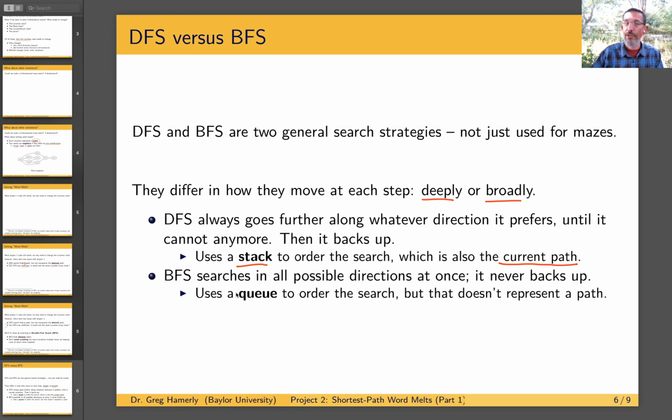Now, breadth first search searches broadly. So it doesn't search deeply, it searches in all possible directions at once, and it never backs up. So it never goes out and then comes back again like depth first search does. And because it searches narrowly and then more broadly, as you'll see, that guarantees that we're going to find shortest paths. And in order to do this search, it uses a queue, not a stack, to order the search. But that queue is unlike the stack for DFS, which represents the current path. The queue does not represent any path, okay? It just orders which things we explore in which order.